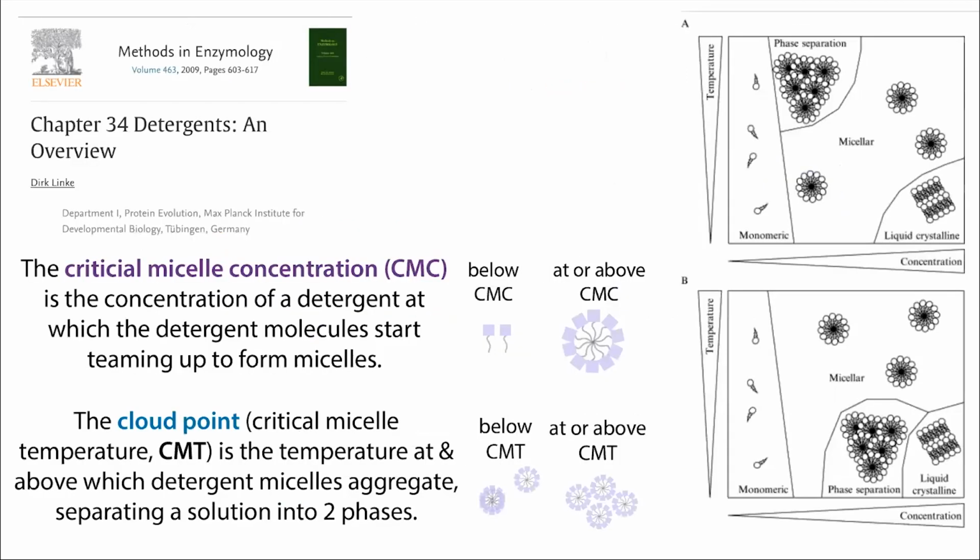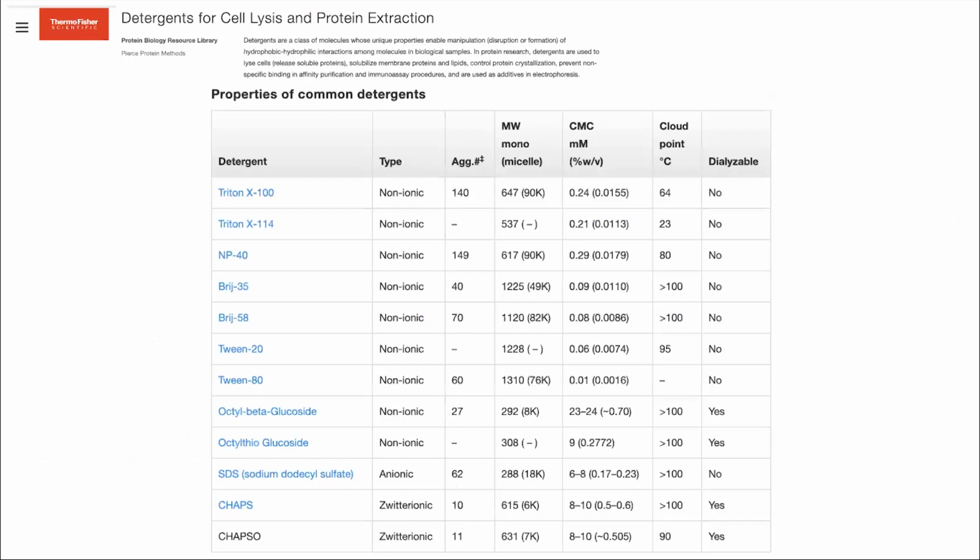If you want to know more about it, here's a nice overview. You can see that as you raise the concentration, you're going to get more micelles. And as you raise the temperature, you get to this point where you get phase separation. The individual values are going to vary based on different types of detergents, and it can get really complicated. But just know that at or above the CMC, you're going to get micelles forming, and at or above the CMT, you're going to get phase separation for non-ionic detergents.